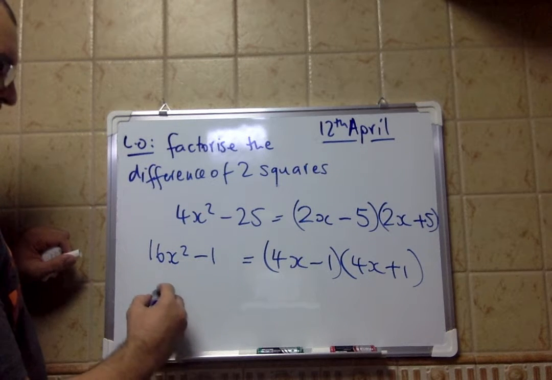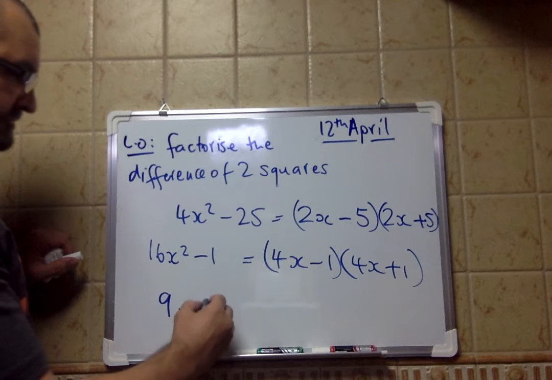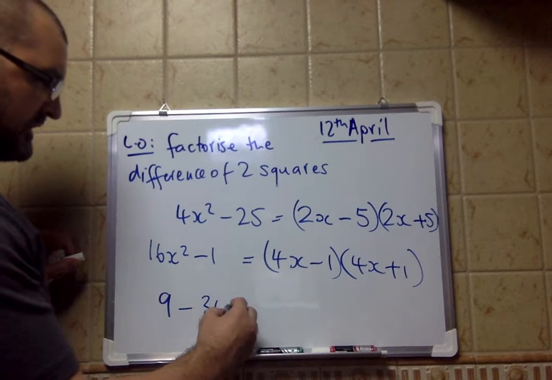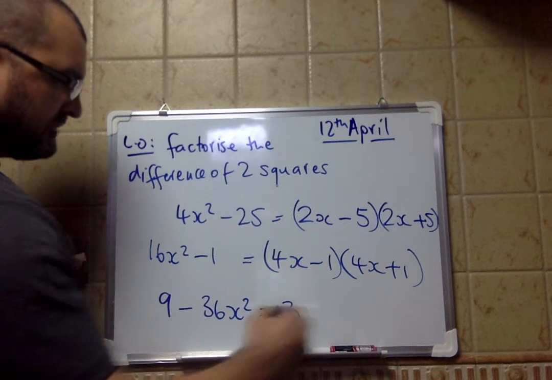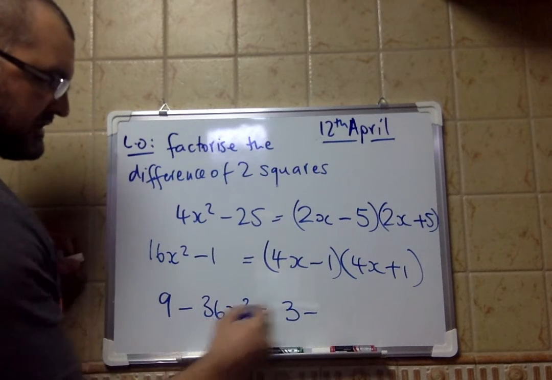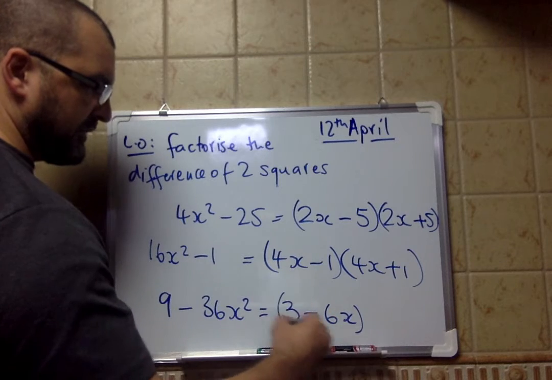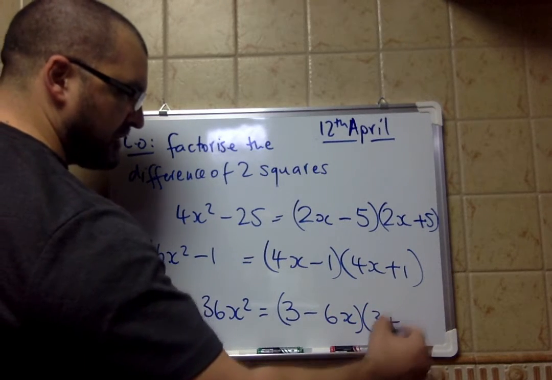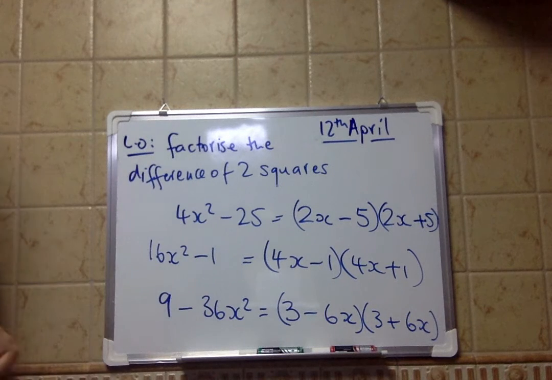For instance, if I had 9 minus 36x squared, the square root of 9 is 3, minus the square root of 36, which is 6, and the square root of x squared is x. That'll be in the first bracket, and then the second one will again be 3, but this time plus 6x.